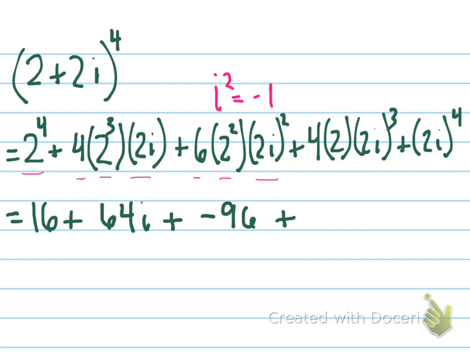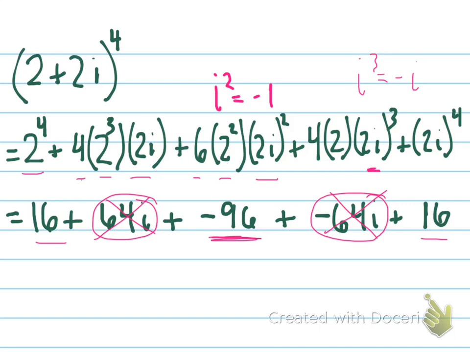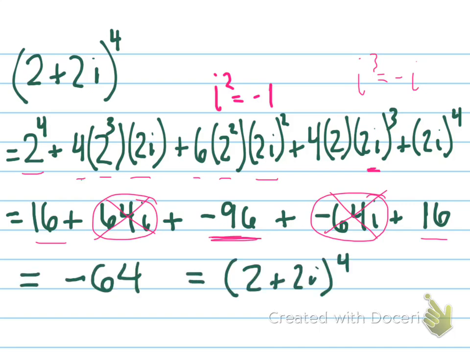Then i cubed, you might have forgotten what that is, but that's just -i. So when I multiply all of that together, I just get -64i. And finally i to the fourth power is +1, so 2i to the fourth power is +16. Now there are a bunch of like terms to combine: the i terms cancel each other out, and I combine my integers together to finally get -64. So we did it.